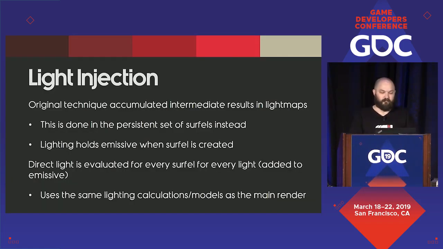After that, we inject the actual lighting into the circles. And again, credit to Stephen Hill for the original technique, which relied on accumulating the lighting into the light maps, whereas this technique has a persistent set of circles and accumulates the lighting in them directly.